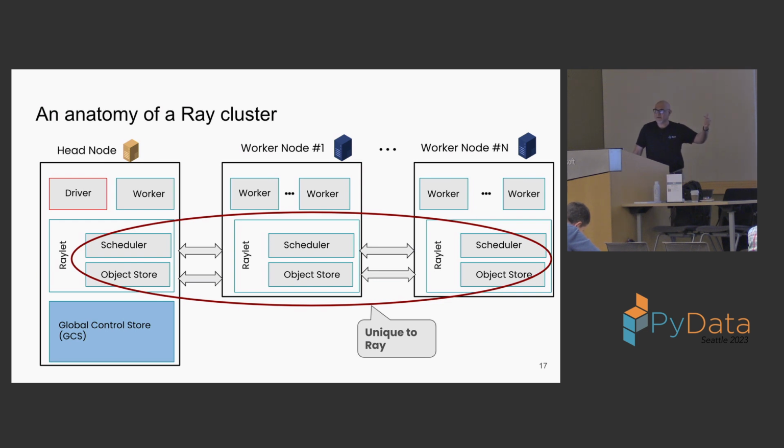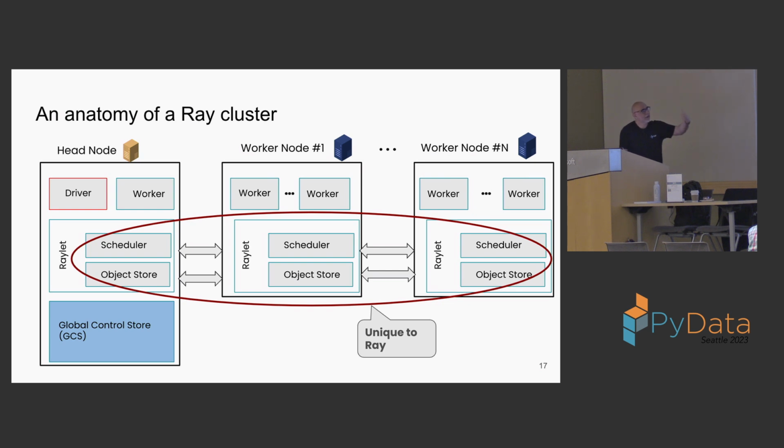You have a distributed scheduler. You don't have a main scheduler. Any of the Raylets can actually schedule your task. So you have a distributed scheduler. You have a distributed object store where you can actually share any objects that you put in. And then there's a global store that has, think of it, meta information about what processes are running where, what tasks are running where, what the resources are, what the GPU resources are.